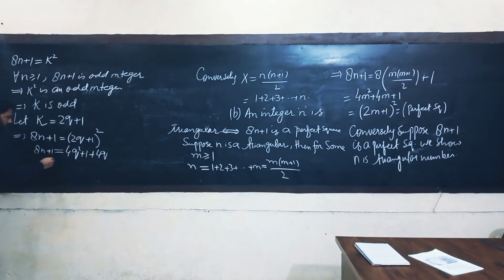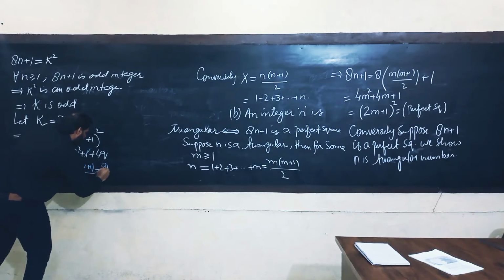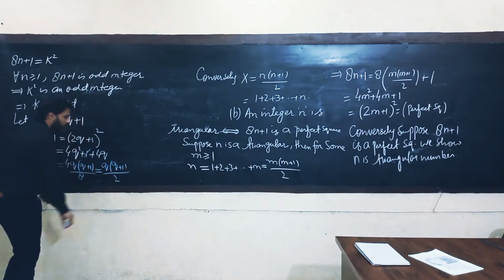8n plus 1. Subtracting 1 on both sides, and taking 4q common from the remaining, we have q plus 1. Dividing by 8 on both sides, this gives us q into q plus 1 over 2, which is the form of a triangular number.